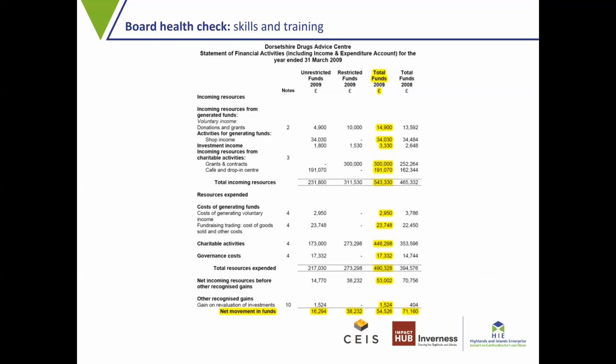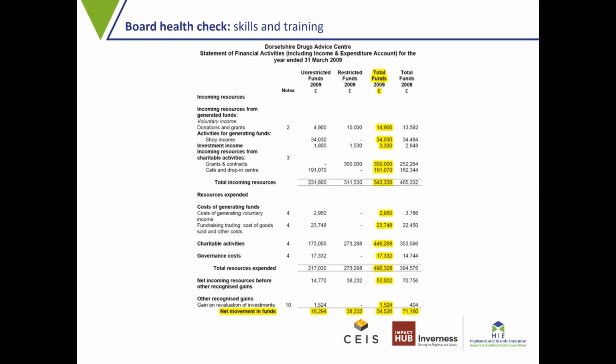I know that the full statement is quite small on the screen, but hopefully you will have a copy of the accounts in front of you and you're able to see the detail of the statement on page 9 of the accounts. So some points to note about the statement are, number one, the full statement is on one page. Number two, columns show the split between unrestricted and restricted funds.